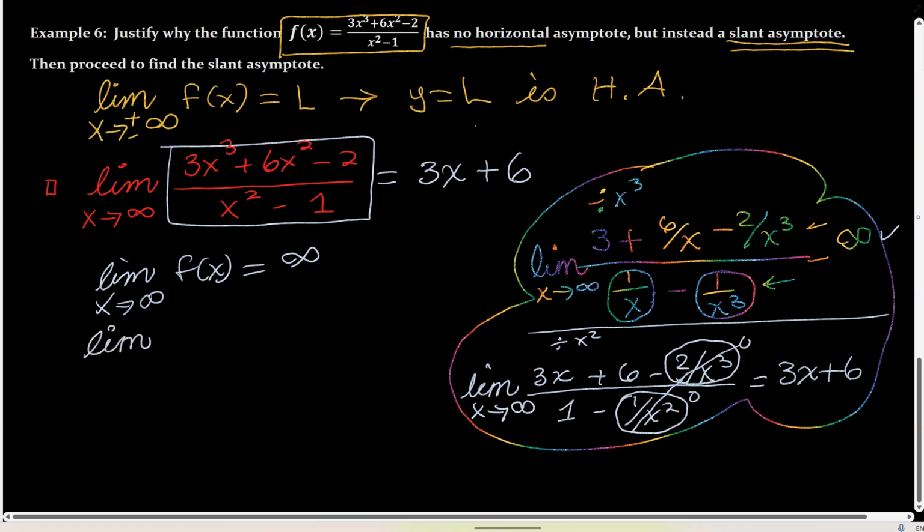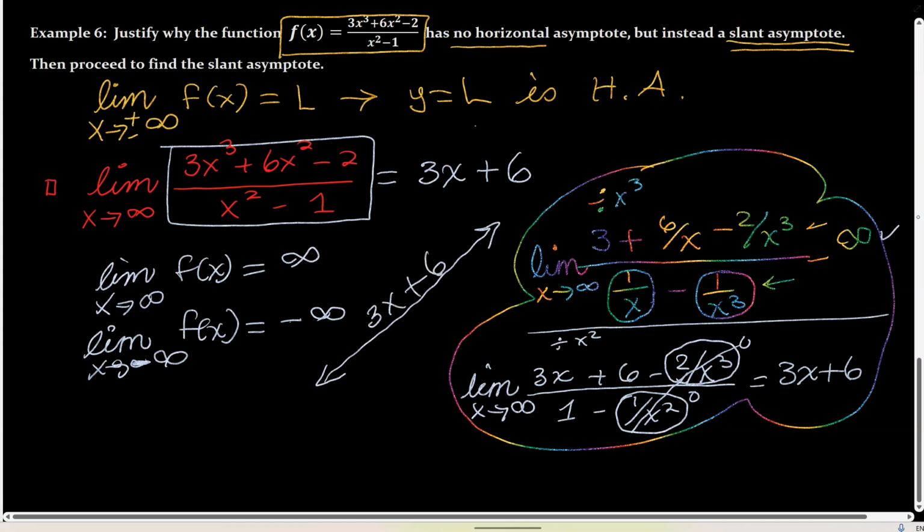And then the limit as x goes to negative infinity of f of x is going to be a really negative number, which is negative infinity. So your function is going to behave like the line 3x plus 6. So you don't have a horizontal asymptote. Here you have a slant asymptote, a diagonal, a linear, a line as your asymptote.